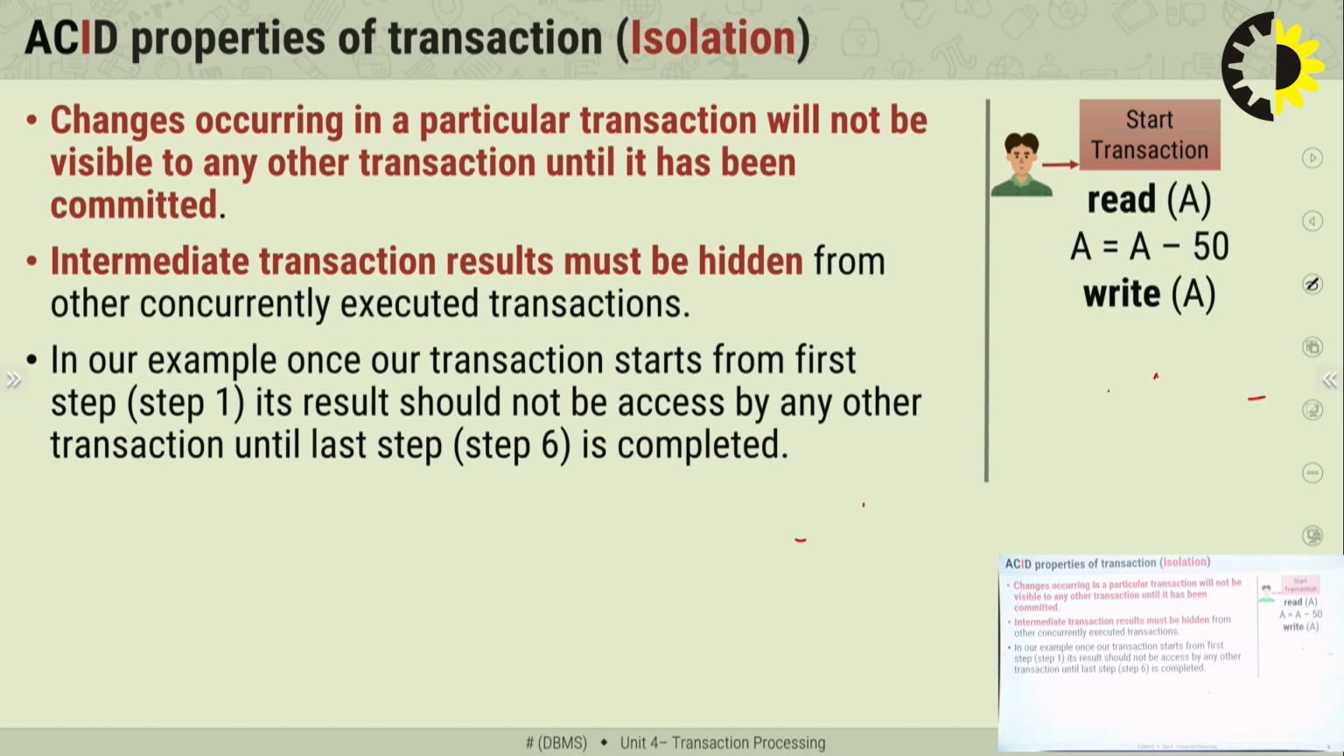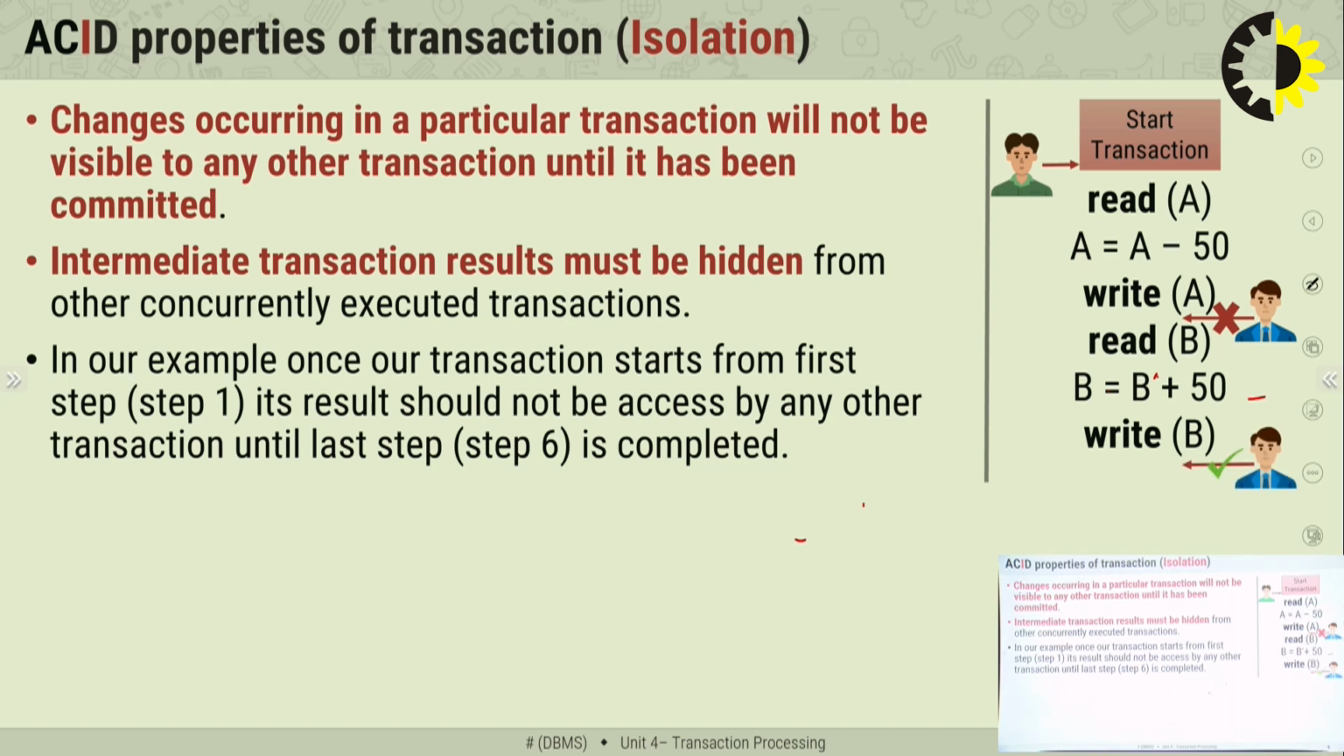We are discussing the isolation. Changes occurring in any particular transaction will not be visible to any other transaction until it has been committed. Intermediate result must be hidden from other transactions that are being executed concurrently. In our example, once our transaction starts from step number 1 that we have written, other transactions will not be able to access the result. Other transactions will be able to access the result only when the transaction has completed. Means these things are being hidden till the last time.